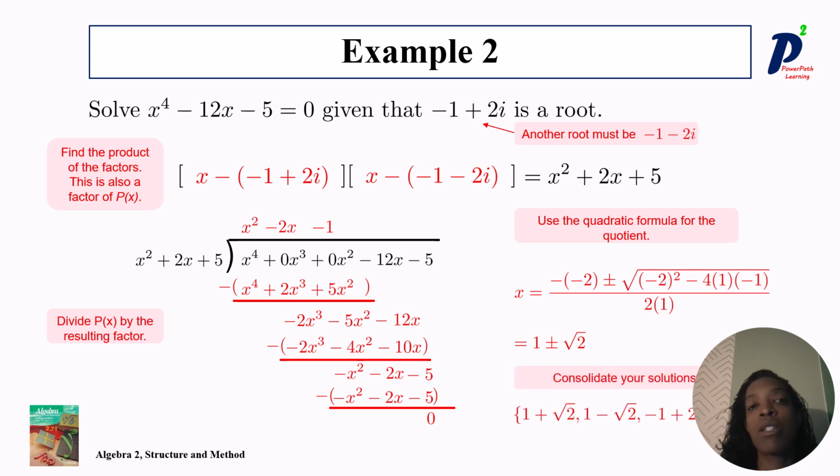Consolidate your solutions. So just to kind of break down what we did again, we start off with this fourth degree polynomial. We know one root. We know that because it's complex, we already know the second root. By multiplying those two roots together, we get a new factor. And that factor helped us break down our polynomial even further.